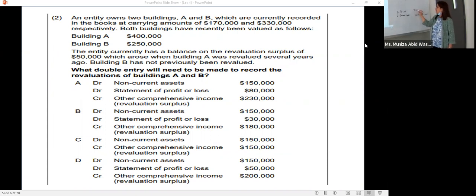And we have to debit, obviously, the non-current asset cost account, which we do not know how much it is. So we can just take a difference of it: 230,000 minus 80,000. How much is it? 150,000. So this will be our answer. Which one is it? Option A is the right one.